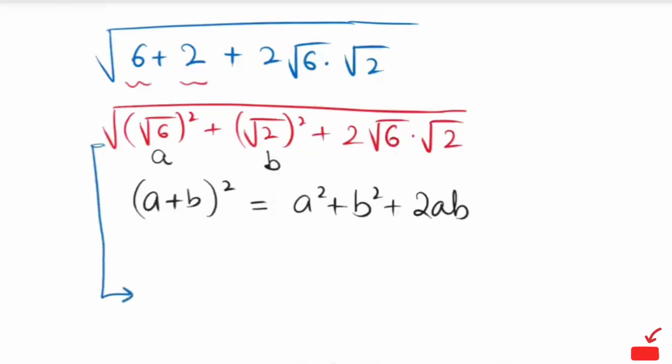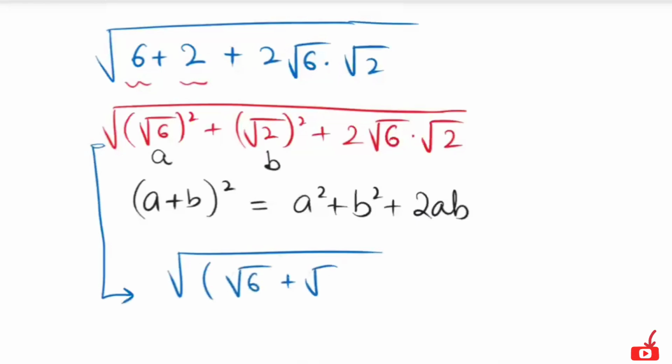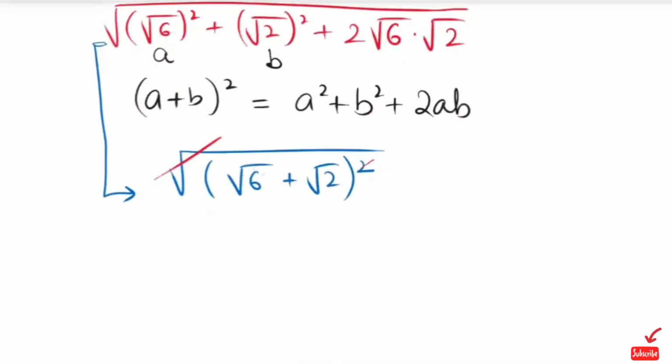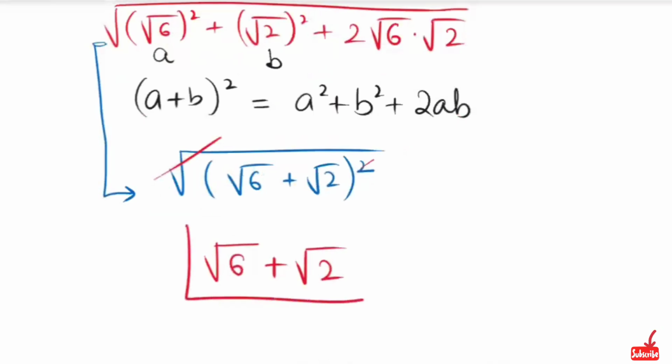This equation turns to the root of the bracket root 6 plus root 2 whole to the power of 2. Here this 2 and this root get cancelled. So the remaining expression we will get is root 6 plus root 2. So this is our final answer.